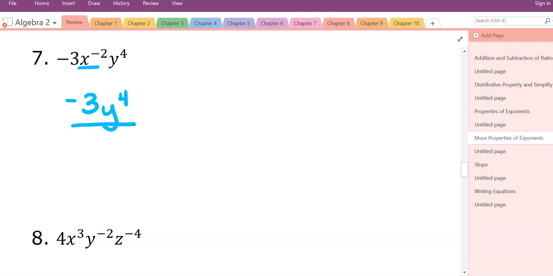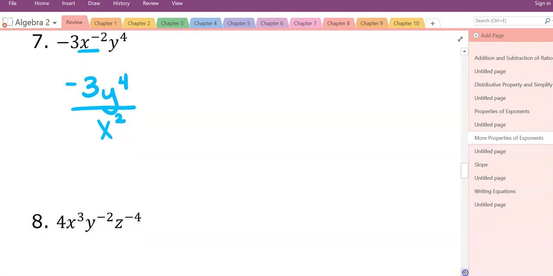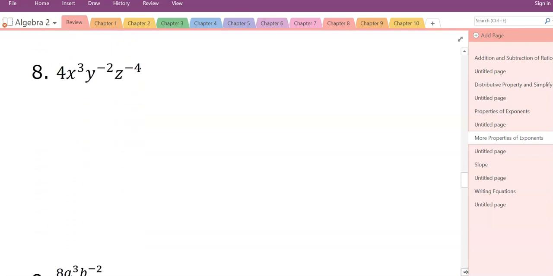Remember, that's where we would put like the 1 in our fraction. But since we already have other pieces, we don't need to put a 1 there. We can just leave those other pieces on top. And then that x squared is going to drop to the bottom. So if you want to try number 8, pause the video, take a minute to rewrite this one.